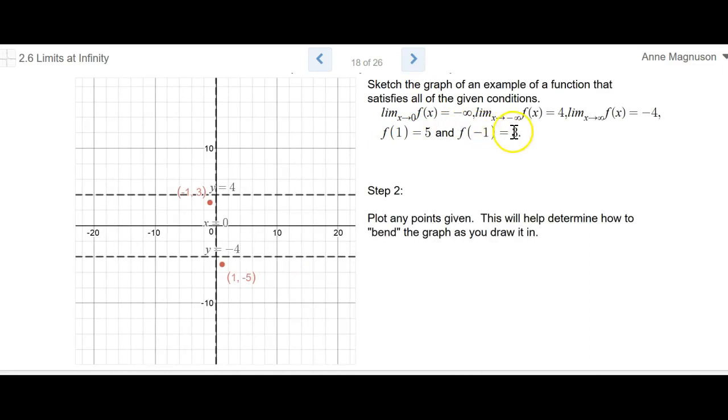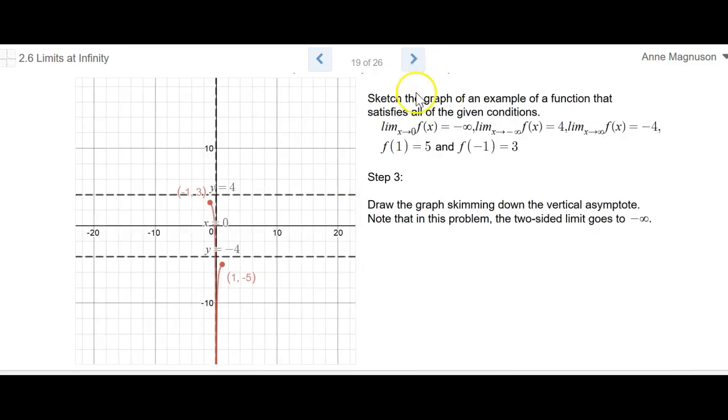You're also being given these 2 points. So the next step would be to plot those points so that you know that the graph has to go through those points. That helps you guide how you bend your graph. Then notice that the limit as x goes to 0 of f of x is negative infinity, so that means that the graph goes down the y-axis on both sides, coming from both directions, because the two-sided limit's negative.